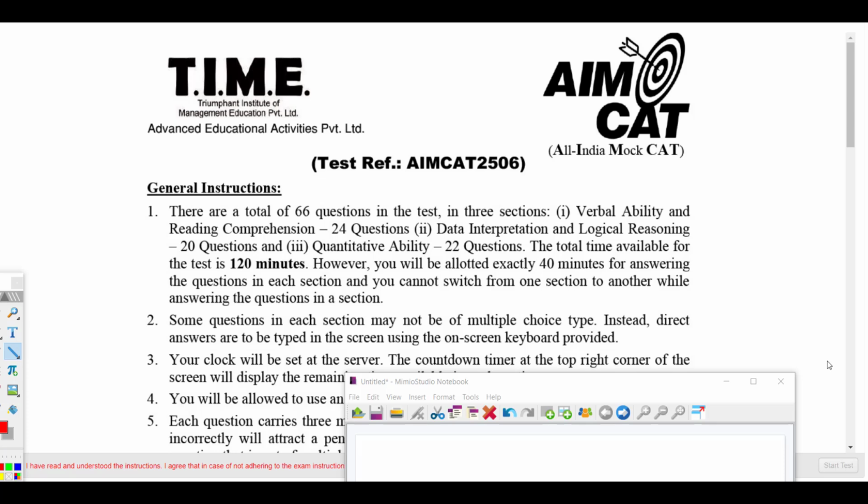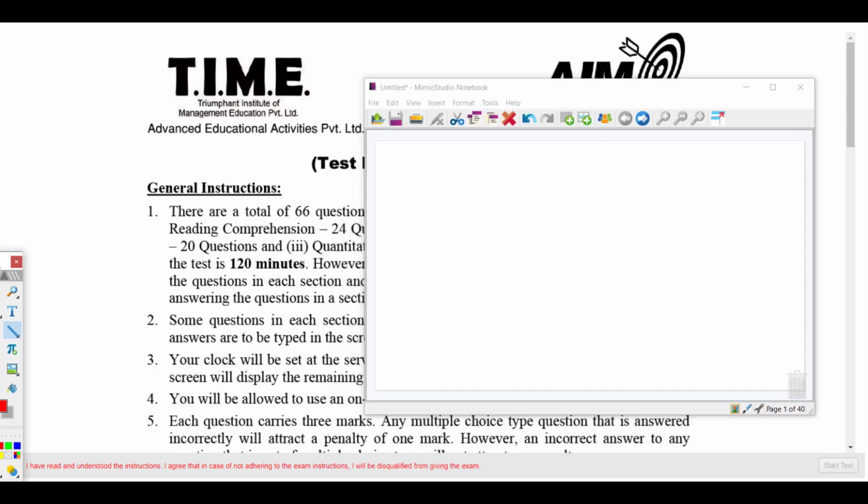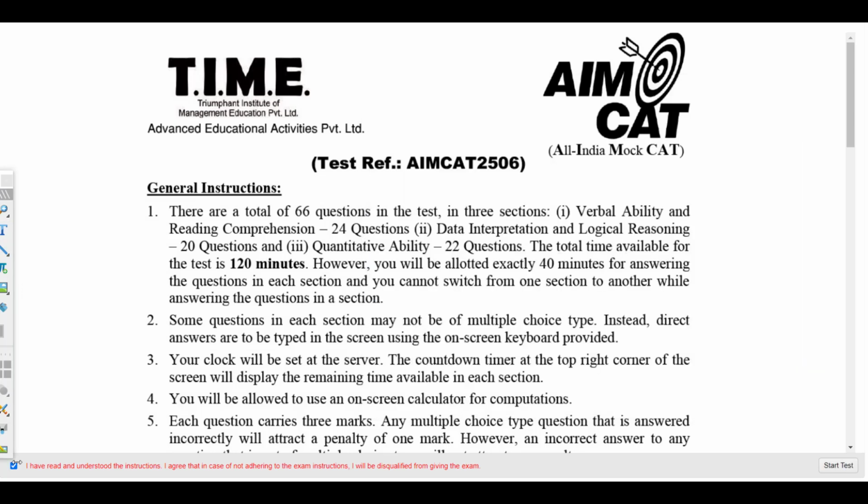Yes, hello everyone. In this video, we are going to attempt the Quant section of AIMCAT 2506 live. Over here, I will be doing my rough work. So let me start the test.